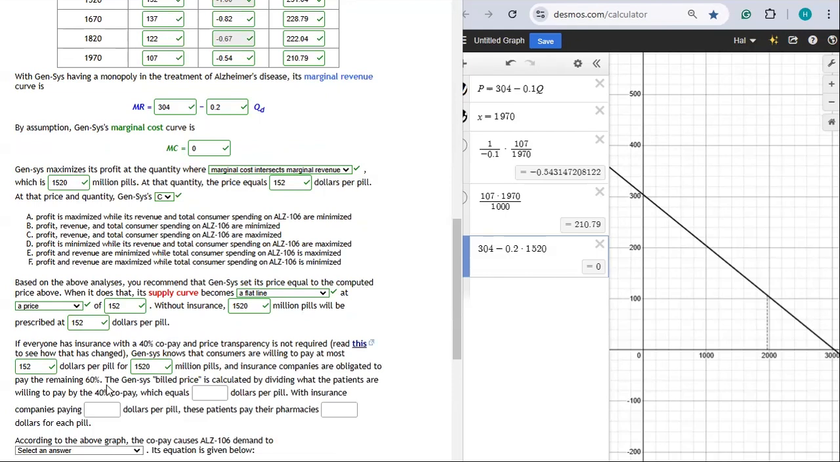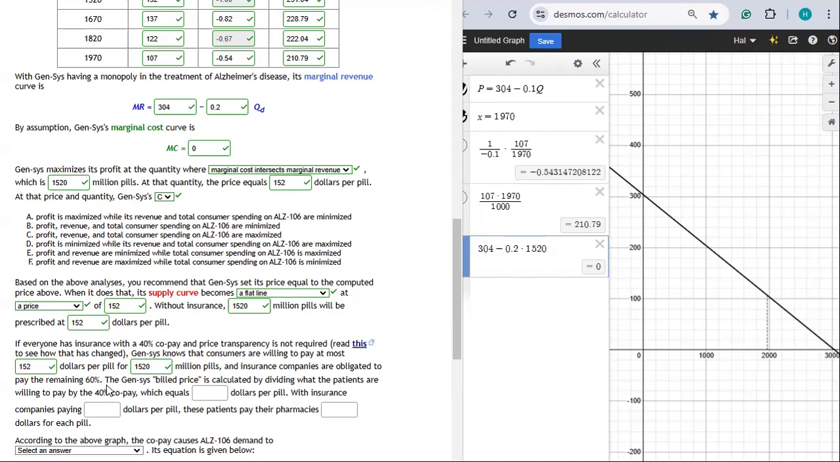A billed price is the price that Genesis or other pharmaceutical companies bill to the pharmacy. The consumer pays 40% to the pharmacy. The insurance company pays 60% to the pharmacy. And then the pharmacy pays the drug company.